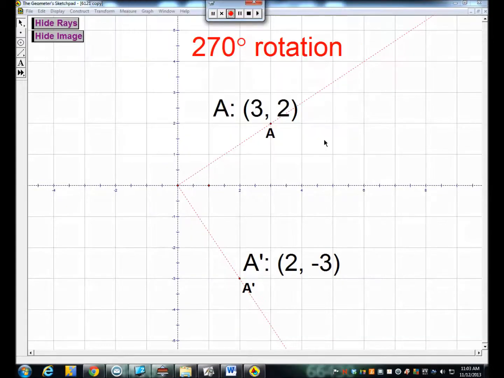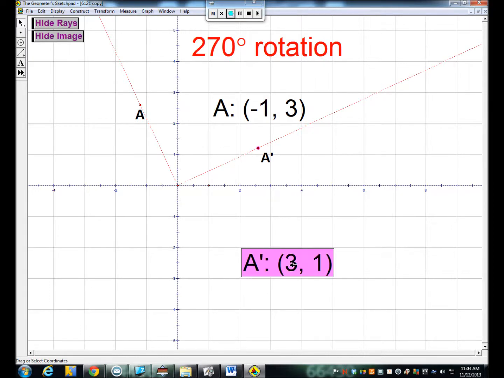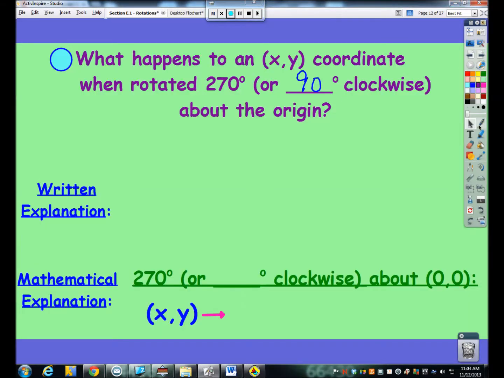Well, let's test it. All right, so we notice that our new x-coordinate is the same as our old y-coordinate. Our new y-coordinate is the same as our old x-coordinate, except the sign got switched around. So let's spin this sucker around. Let's see where we end up. All right, so we said our new x-coordinate is the same as our old y-coordinate, and our new y-coordinate is the opposite of our old x-coordinate. So let's write that rule down.